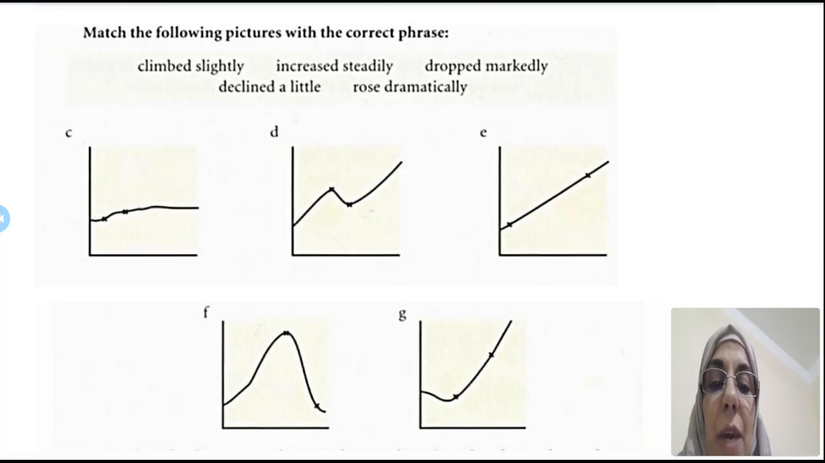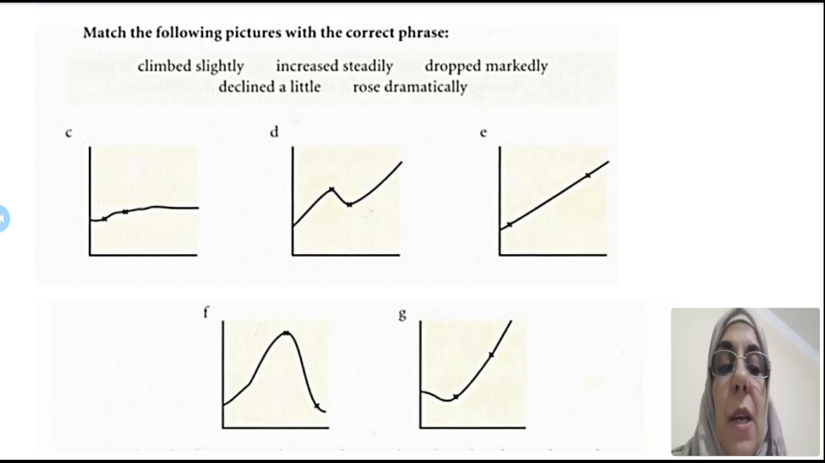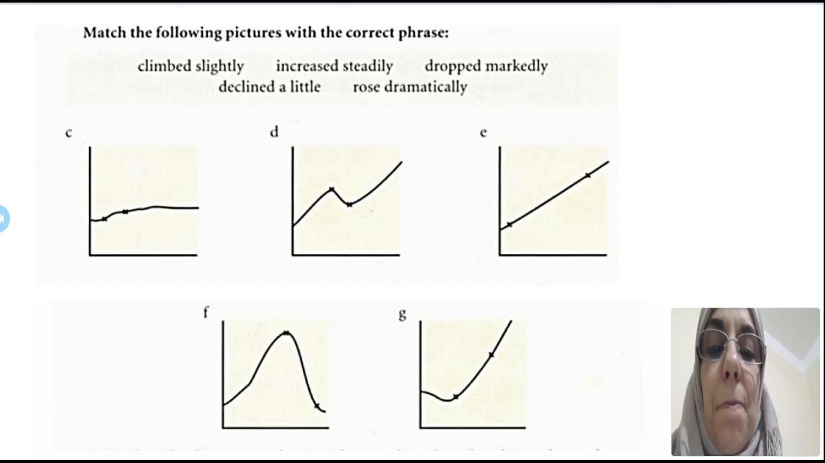So you've got here pictures or images of different graphs, C, D, E, F, and G. You have to match the following pictures with the correct phrase. Climbed slightly, increased steadily, dropped markedly, declined a little, and rose dramatically. Okay, so have a few seconds in order to think about the exercise.